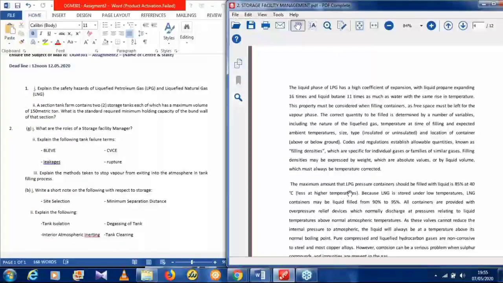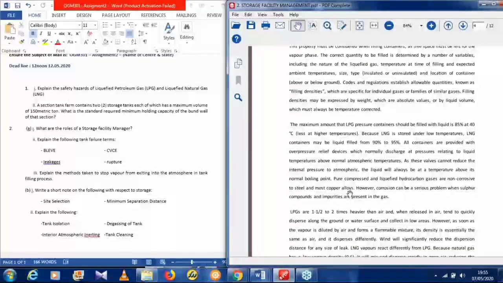Now, the maximum amount of liquefied petroleum gas that pressure containers should be filled with is 85% at 40 degrees Celsius. That's the standard for this liquefied petroleum gas, the one we use as our cooking gas. It's a combination, as I've said before, of propane and butane.